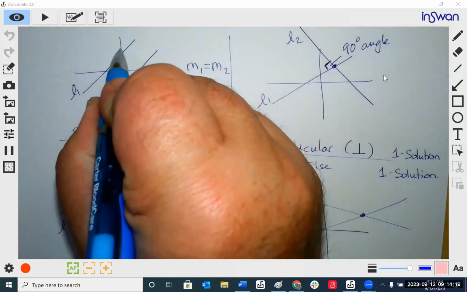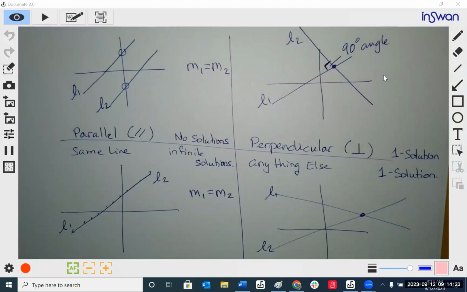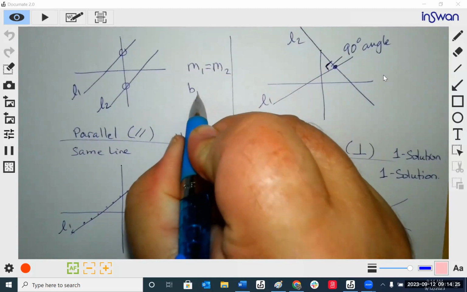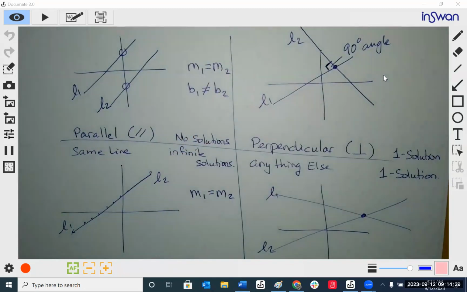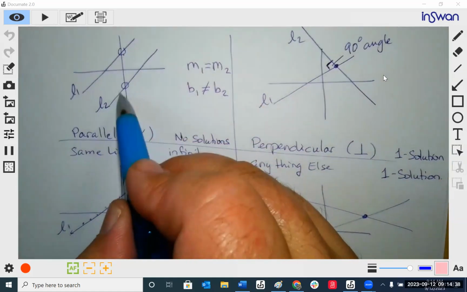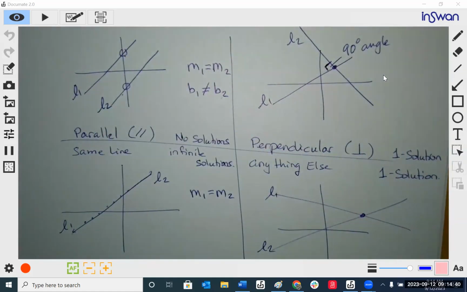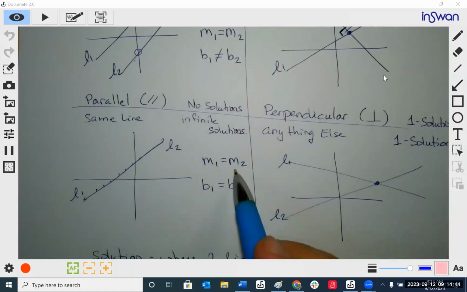Yeah, it's where they cross the y-axis, the y-intercepts. The y-intercept of one does not equal the y-intercept of the second. So if they have the same slope, different y-intercepts, where they cross the y-axis, they're parallel. But if they have the same slope and the same y-intercepts, they're the same line.